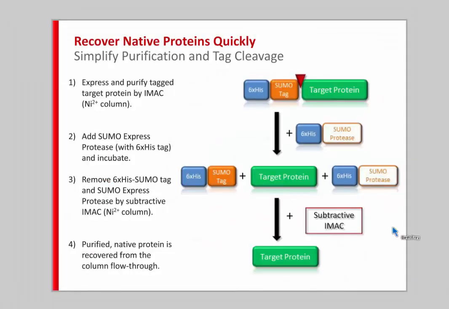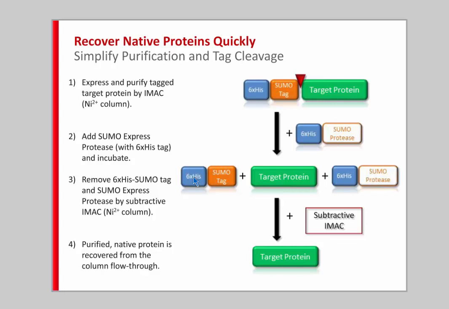So how do we purify these native proteins? This is just a slide showing you exactly how the workflow proceeds for purifying native proteins. After protein expression and purification of the recombinant protein on an IMAC column, like a nickel column, the 6-His SUMO fusion is cleaved using a 6-His tagged SUMO protease enzyme. This cleaves the tag and leaves the native target protein. Then we can do subtractive IMAC over a second nickel column to allow the target protein to flow through, and the 6-His SUMO protease and the 6-His tagged SUMO tag are both retained on the column.